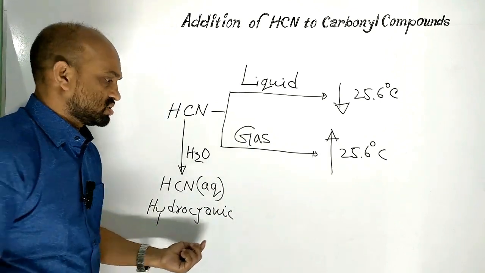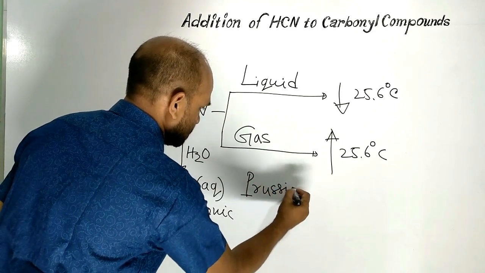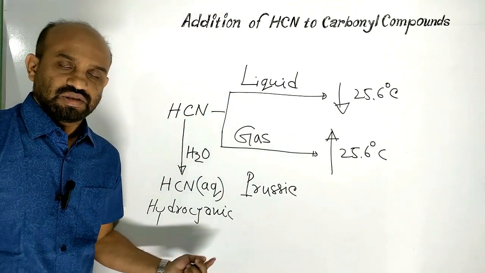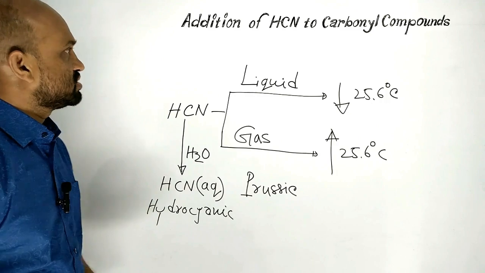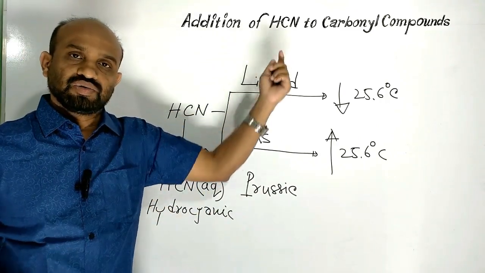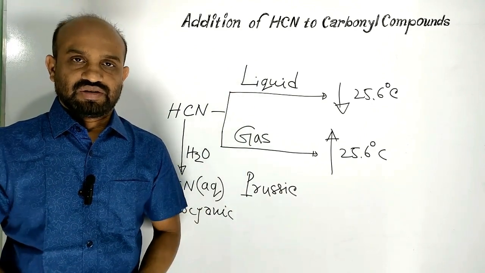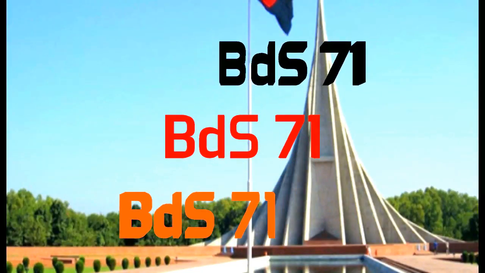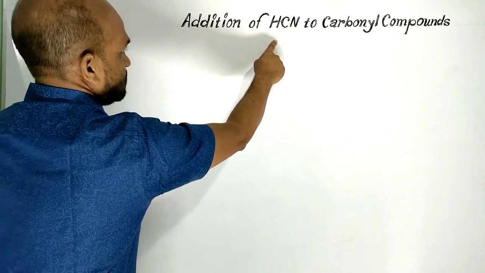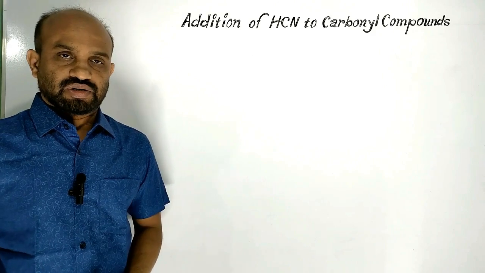Hydrocyanic acid is also called prussic acid. In this lesson, we are going to learn addition of hydrocyanic acid to carbonyl compounds. So let us begin. Addition of hydrocyanic acid to carbonyl compounds. Let's see the matter.